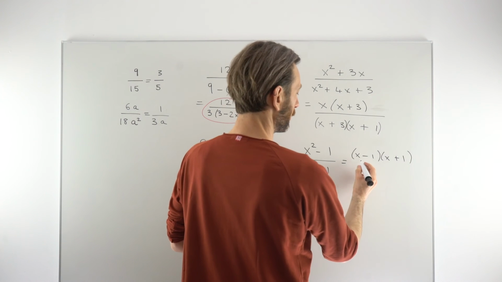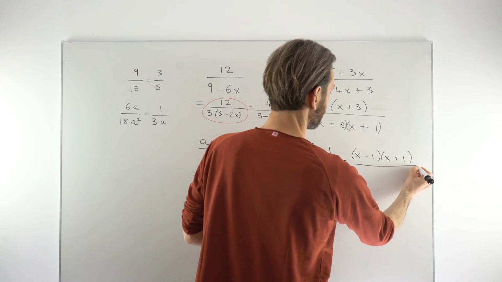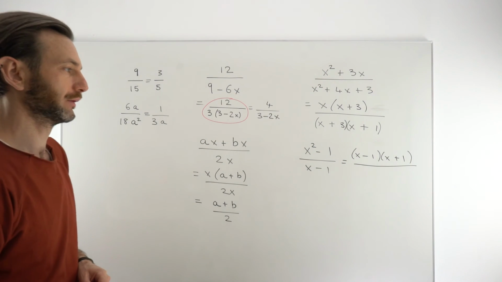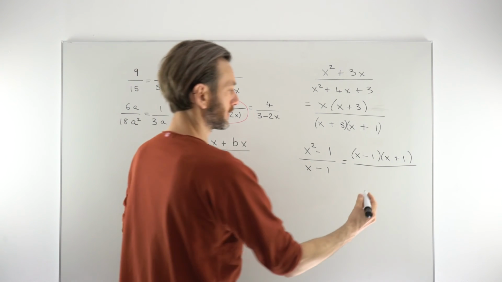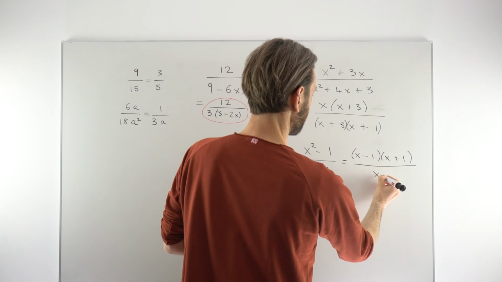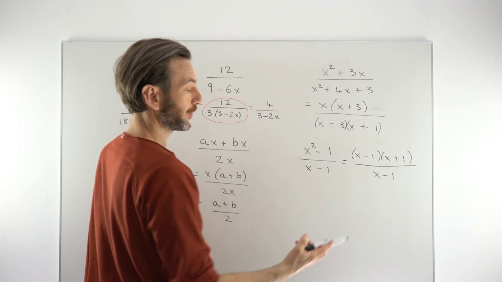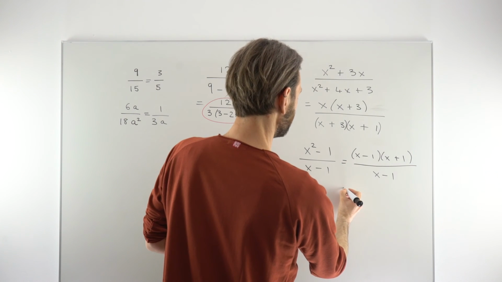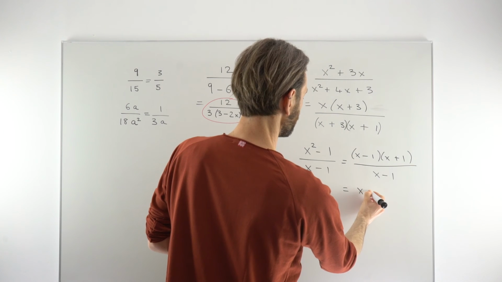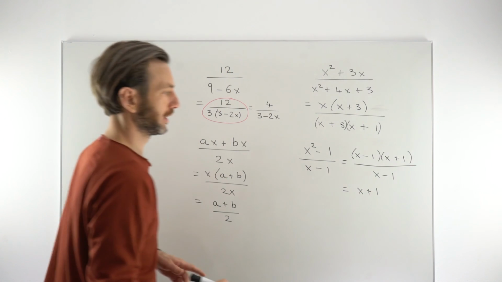I'm not going to elaborate on how I got that, but basically that's how you factorise using a difference of 2 squares. The bottom line's not factorisable. It's already in its lowest term, so we just leave that where it is. And now we can see we've got a common factor of x minus 1, top and bottom. So if we divide by that common factor, we would just end up with x plus 1.